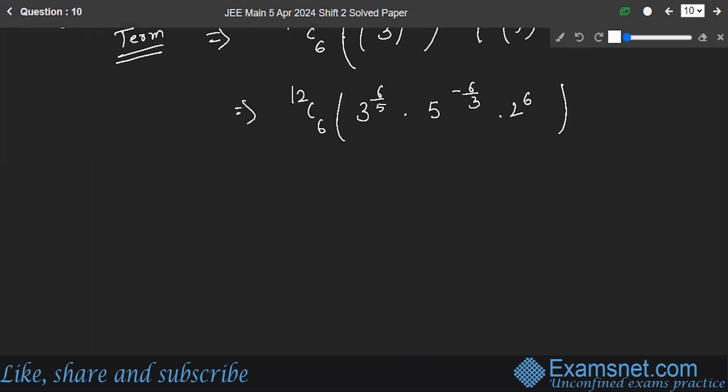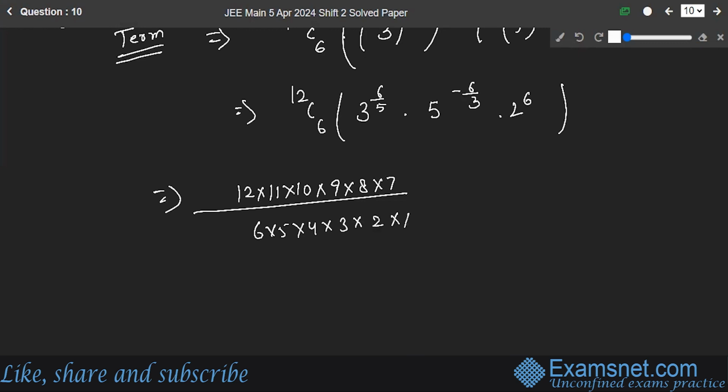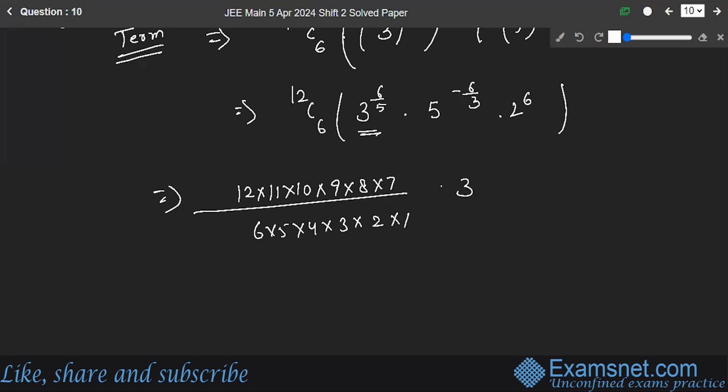Okay, now let's expand. So you have here 12C6, this is 12 into 11, 10, 9, 8, 7 upon 6, 5, 4, 3, 2, 1. So this can be written as 3 raised to power 6 upon 5 can be written as 3 into this. And this cuts, this will be 1 upon 25 multiply 2 power 6. So let's do the cancellations that can be made.